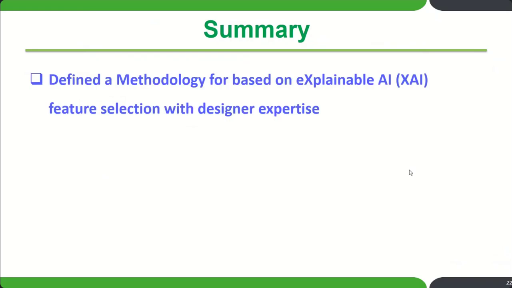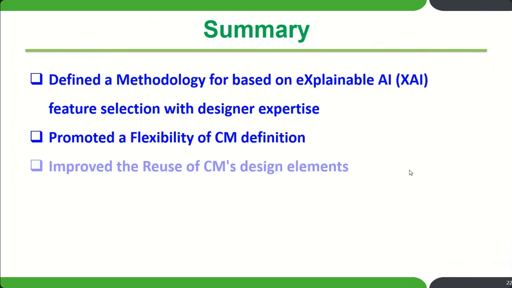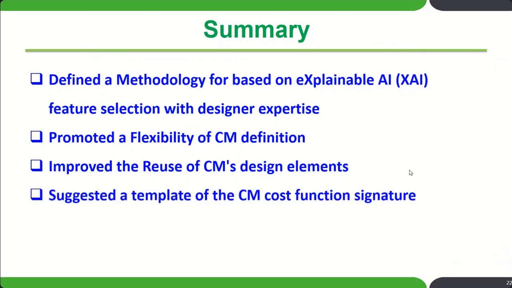To summarize, in this presentation, I have defined a methodology based on explainable artificial intelligence for feature selection with designer expertise. Our approach promotes flexibility of cost model definition by using our methodology in our system in an interactive way, and improves the reuse of cost model design elements. The elements here represent the parameters, the fitted model, and the cost formula. Our approach also suggests a template of the cost model cost function signature.